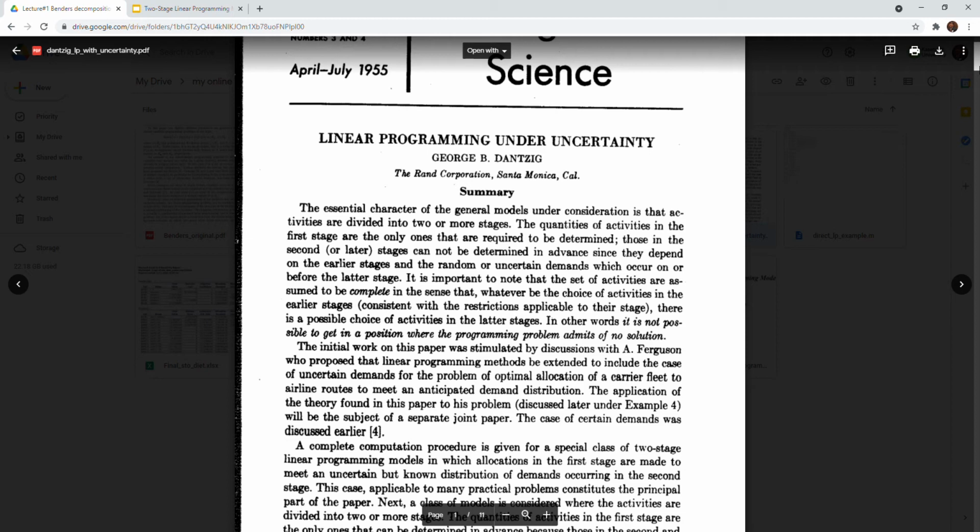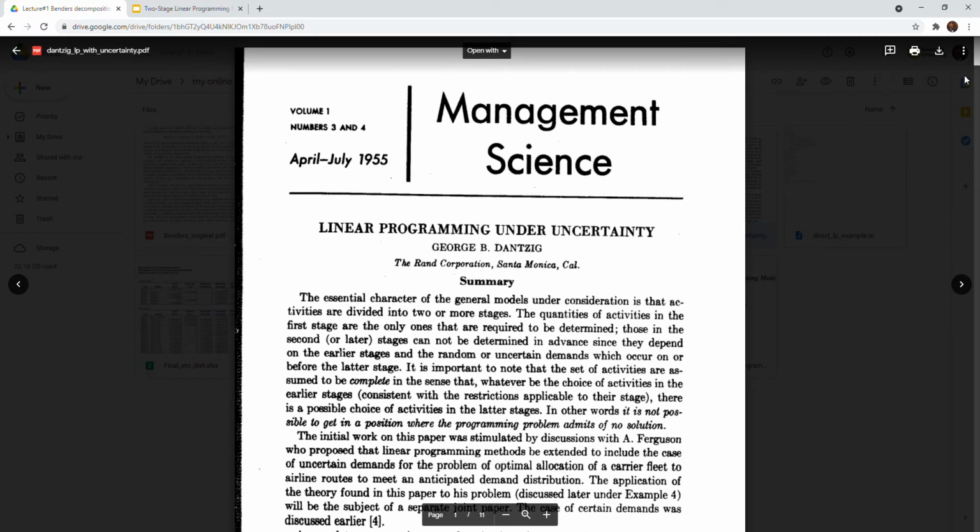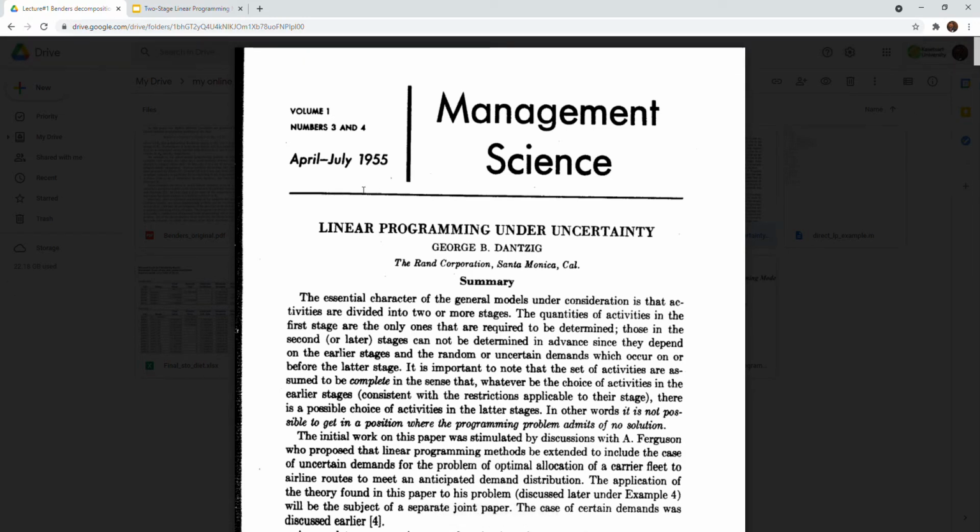Dantzig started in 1955. You have to remember that historically, this is 8 years later. You minus 8, it will be 1947. 1947 is the year that the simplex method created by George B. Dantzig was formally announced, the theoretical success that you can solve the general linear programming problem.